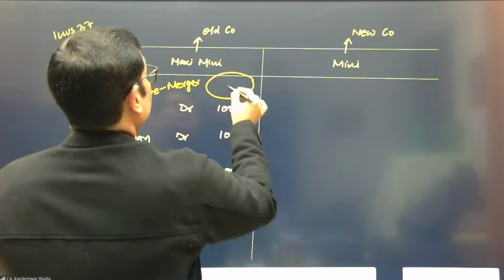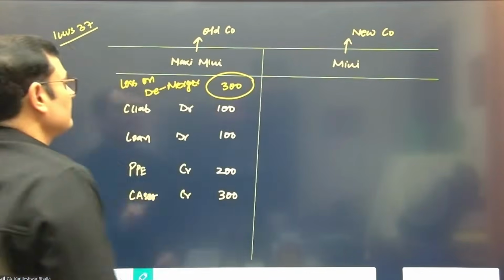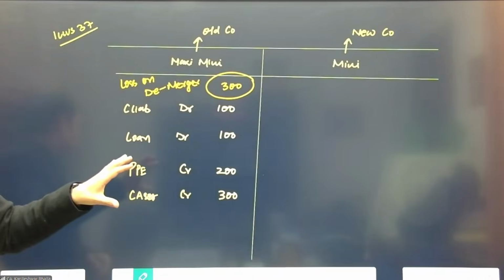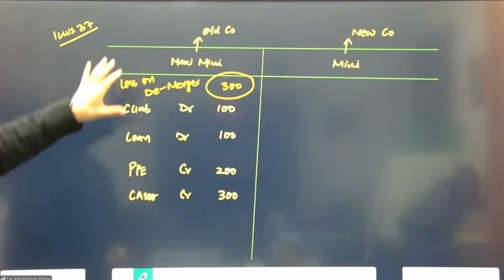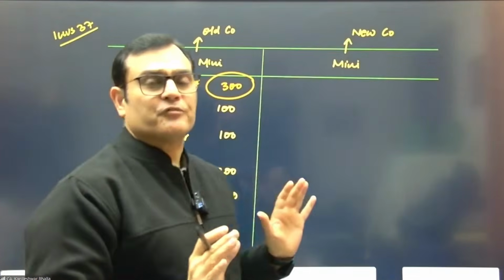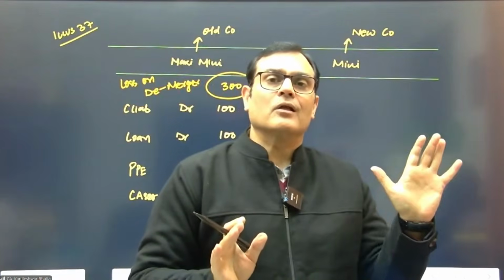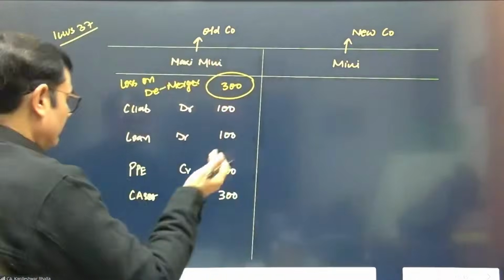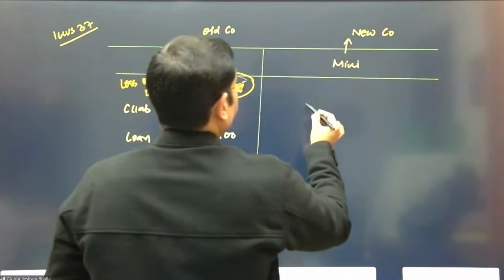And I think this is coming to, I guess, 300. So this is the entry in the books of Maximini, which captures the closure of the assets and liabilities, and the balancing figure is taken to equity, loss on demerger. Let's now look at the entries in the books of Mini.